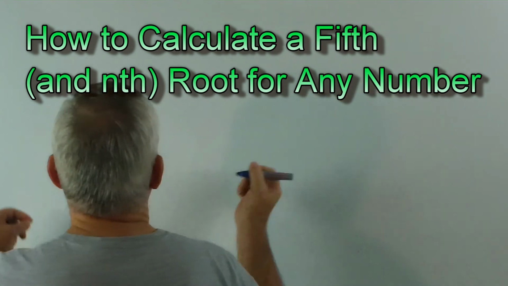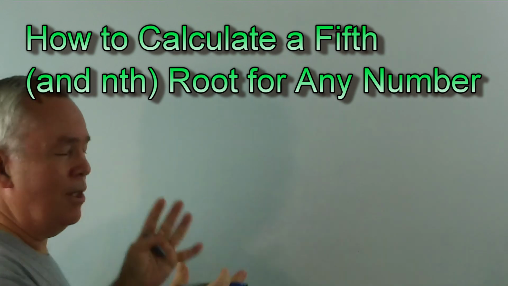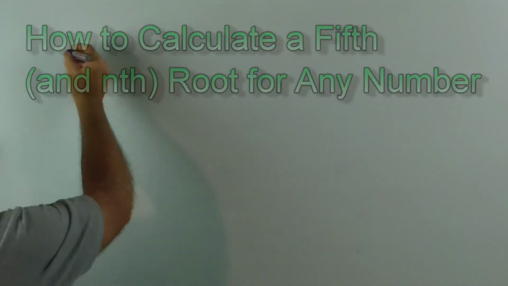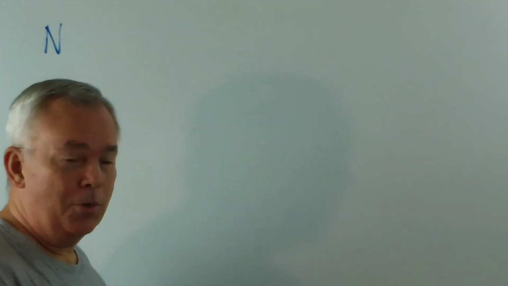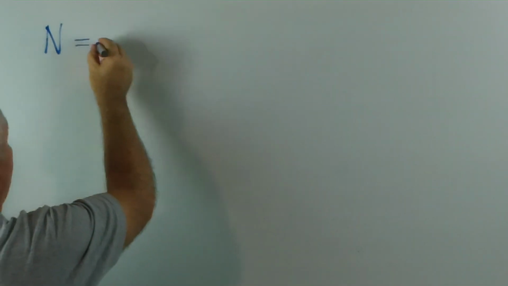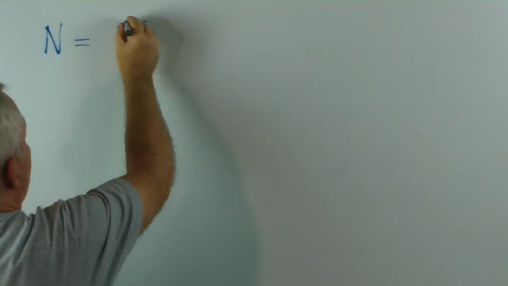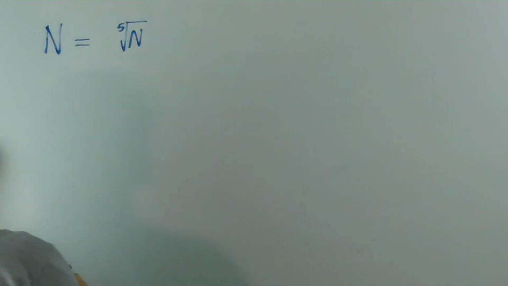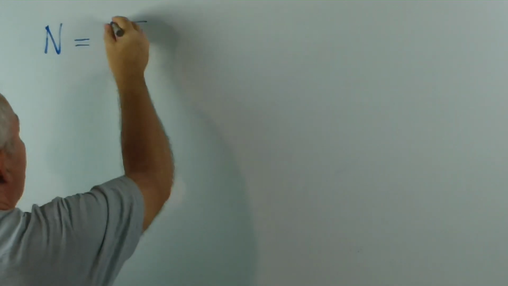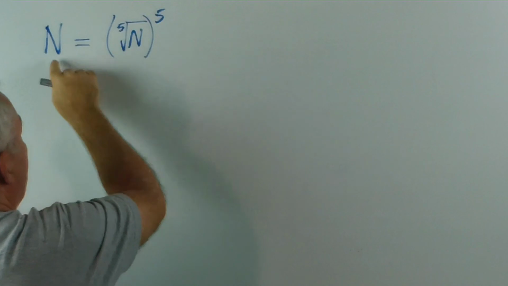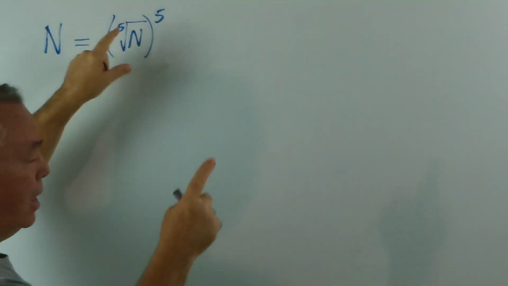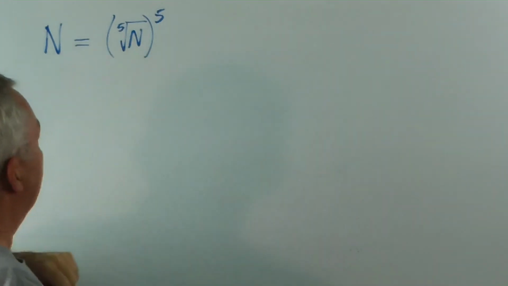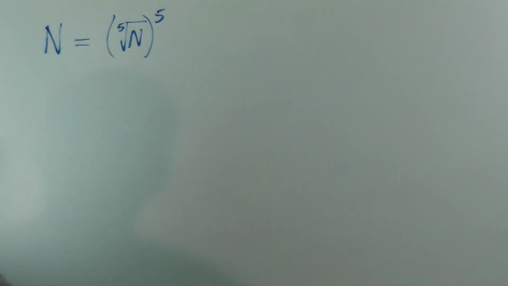Now, we'll start with the fifth power simply because it's easy to demonstrate with an actual number. Let's imagine that we start with a number n and we wish to find the fifth root of that number. We realise that the fifth root to the power of 5 would equal that original number. In other words, the power of 5 undoes, if you like, it's an inverse function, of taking the fifth root.